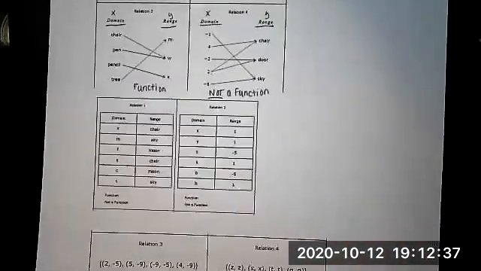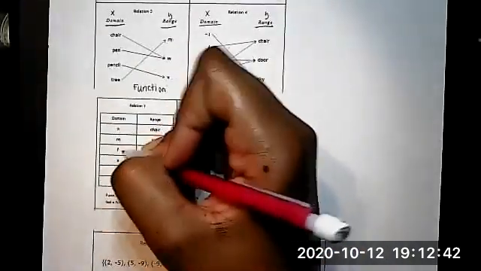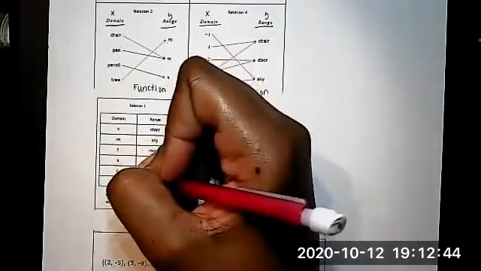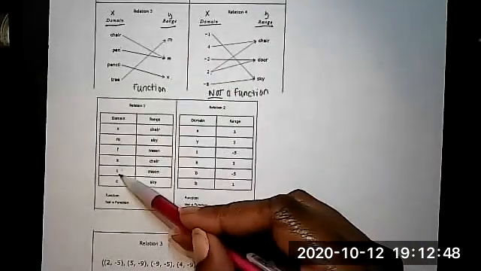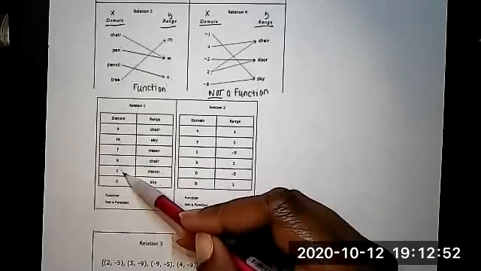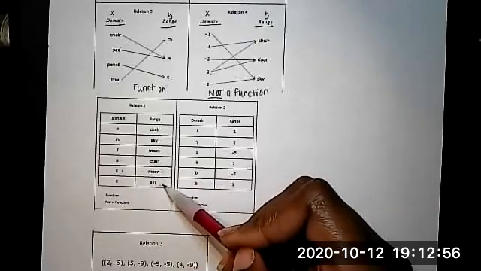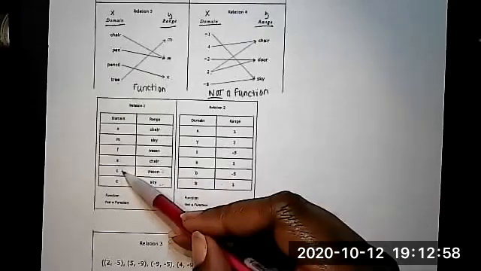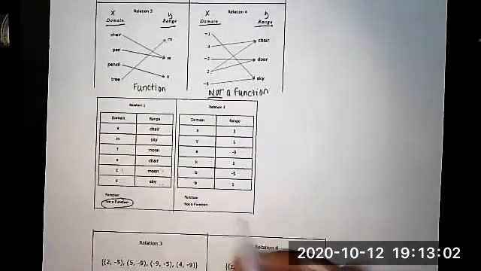So here your domain is x values m, f, s, c, and c. 2 c's in your x, and it goes to moon and sky. Your c's cannot go to 2 different things. It doesn't matter what those things are. So this C goes to moon, this C goes to sky. This is not a function.